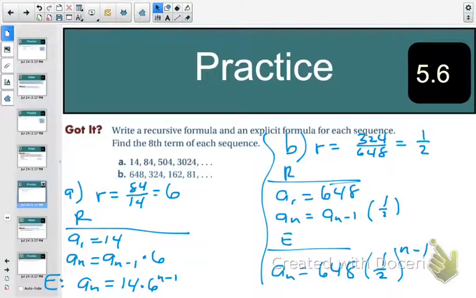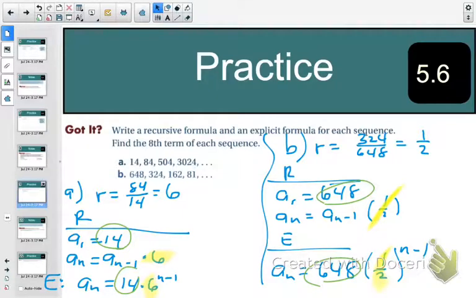Alright, so on the first one, our common ratio, I figured out, is 84 divided by 14, which is 6. So we plug that in here for the recursive and here for the explicit. First term is 14, so that goes here and here. And then for B, first term is 648, so that goes here and here. Ratio is actually 1/2, 324 divided by 648. And that goes here and here.